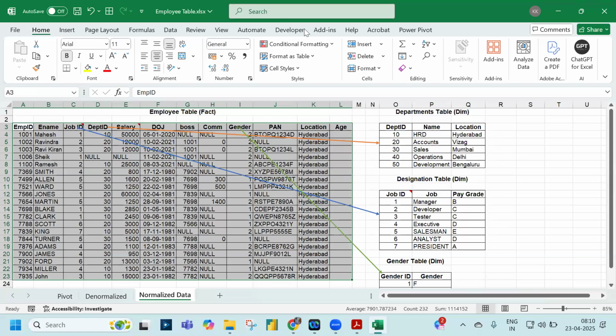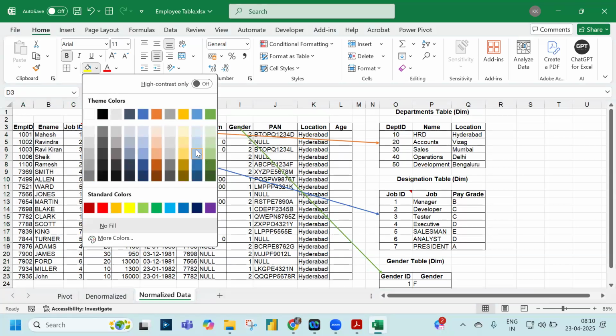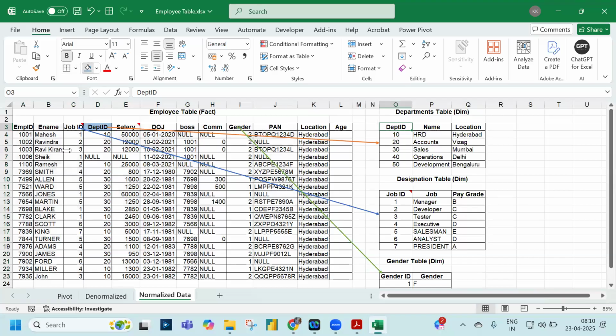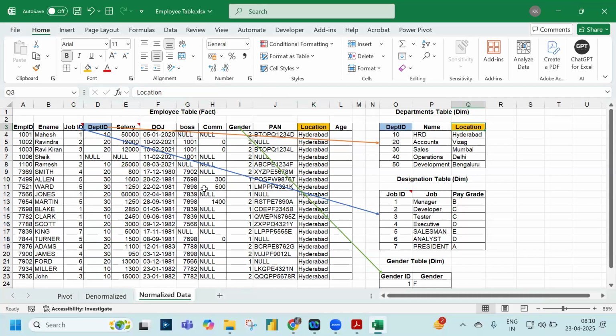The department ID. Okay, department ID is the one. So I'll just apply some color there just to identify. Name column also there. Okay, which name is it? Location, gender. Okay, location. So you're saying this location. Let me highlight with some other color. And this location you're saying. Okay, fine, we'll come to that. Gender, someone said. Okay, so go to the gender. Pick this up.